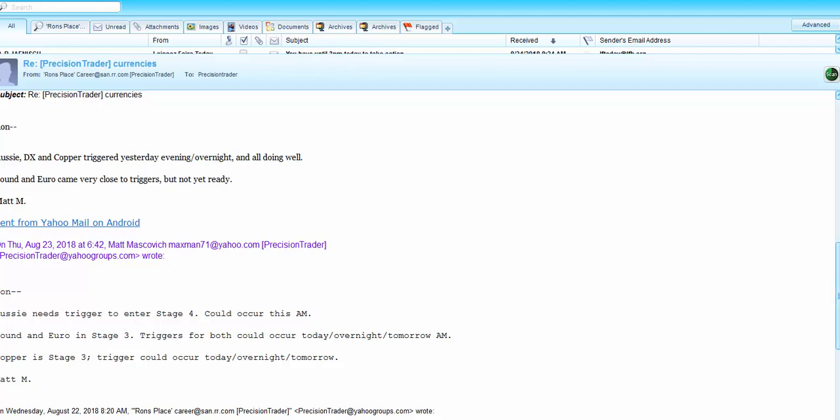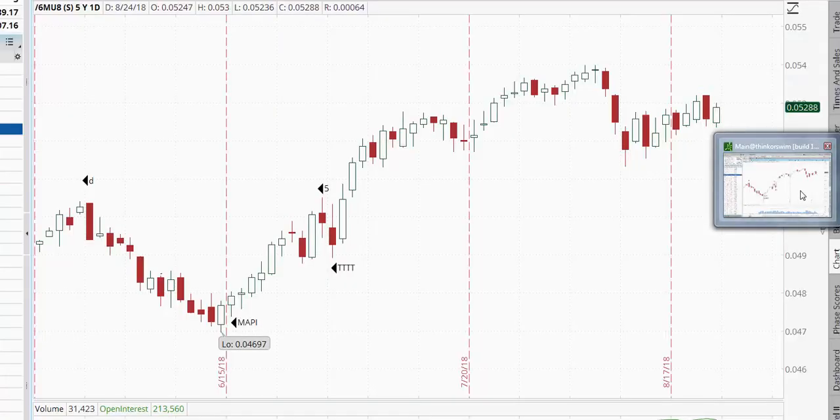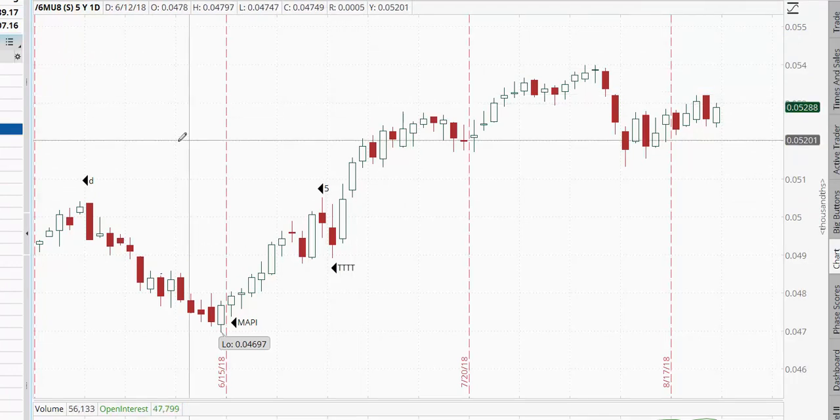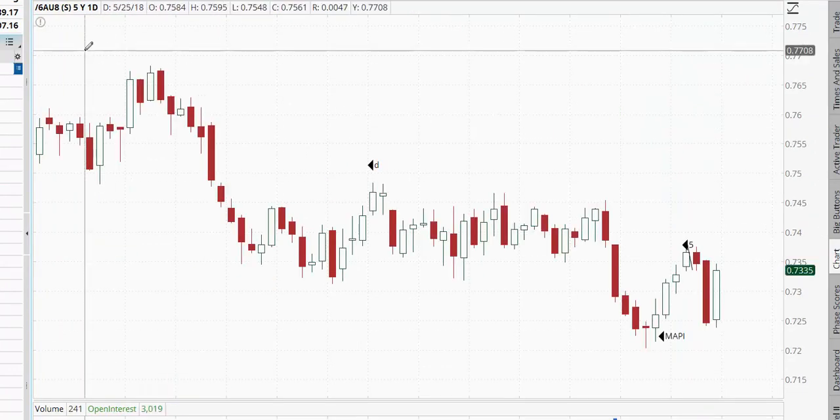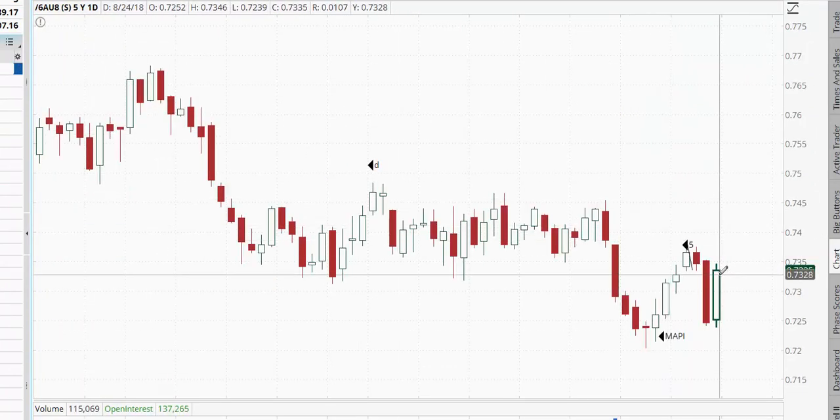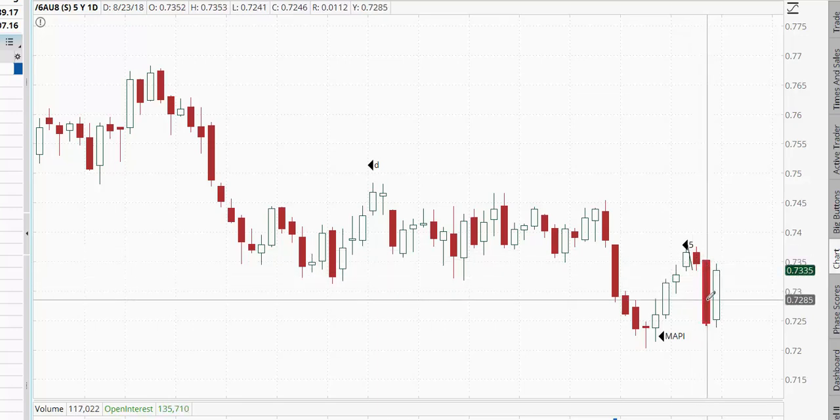Okay, so let's take a look at actual charts and see what's going on here. This is an old chart of something that happened a while back, but this here is the Australian dollar. And remember that as it was coming down, I was saying, hey, we're going down to a stage 4.